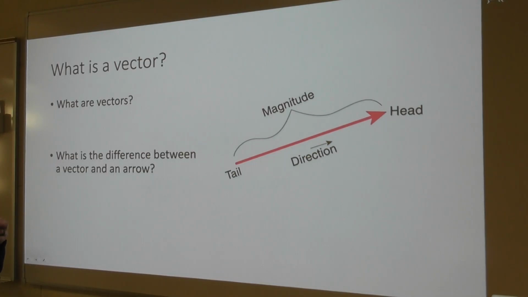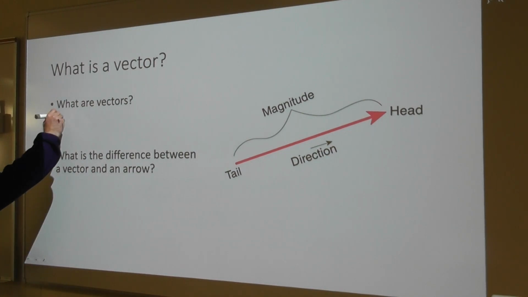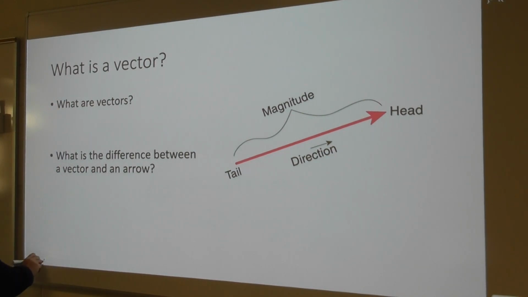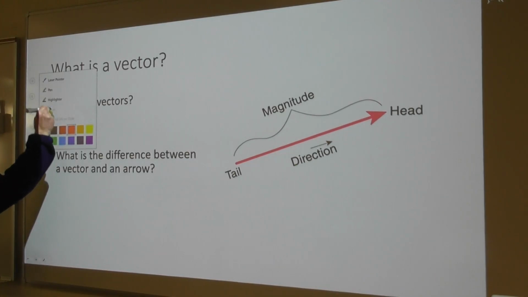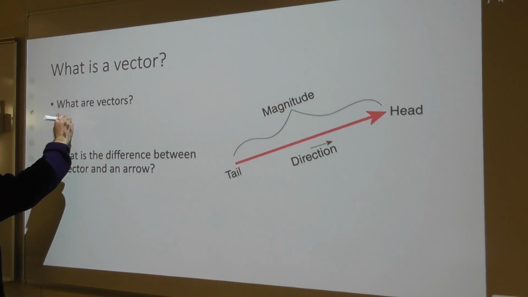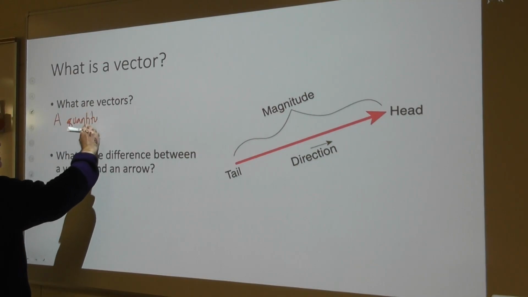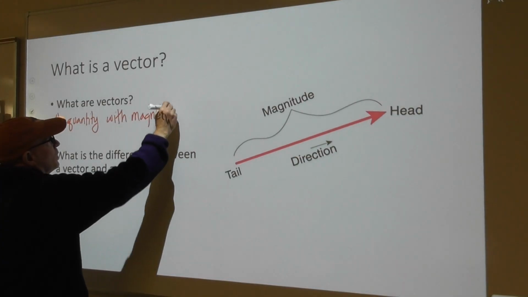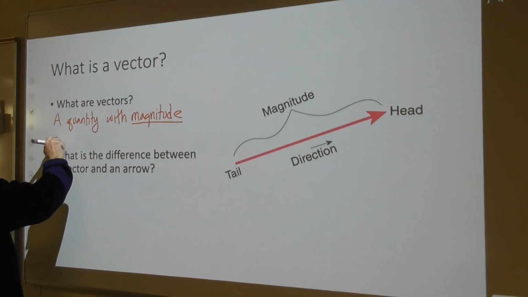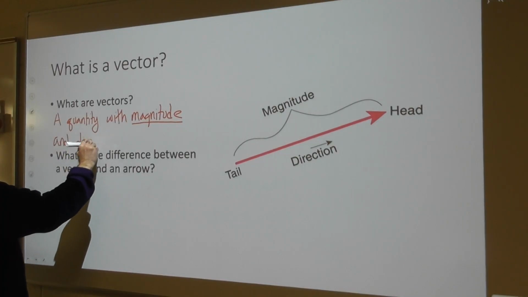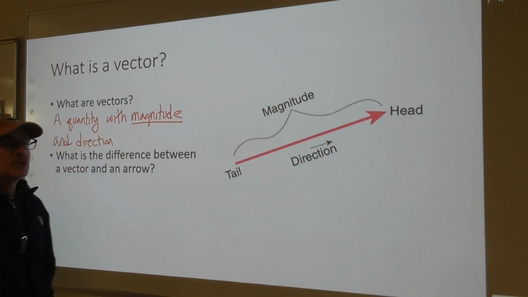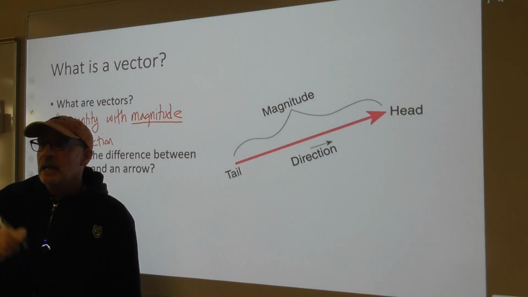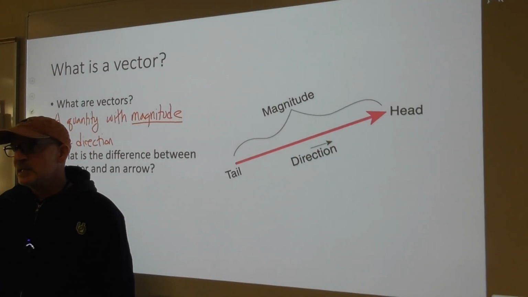And that's not true. Arrows and vectors are two different things. A vector is a quantity with magnitude, which means size and direction. It doesn't have a start and an end, and it is not located anywhere in space. It just has a size and a direction.